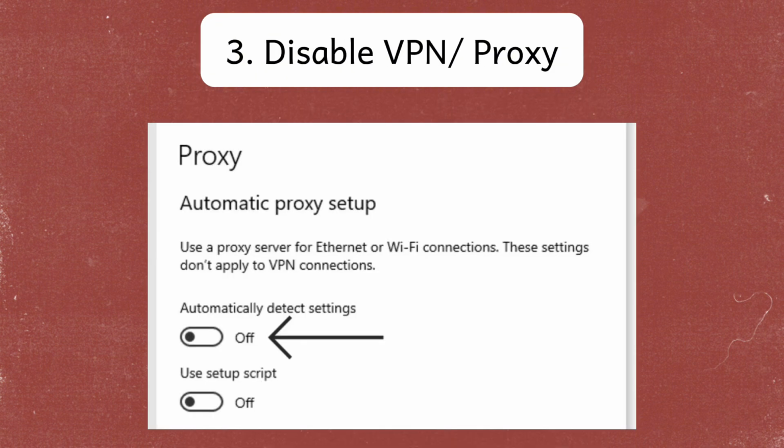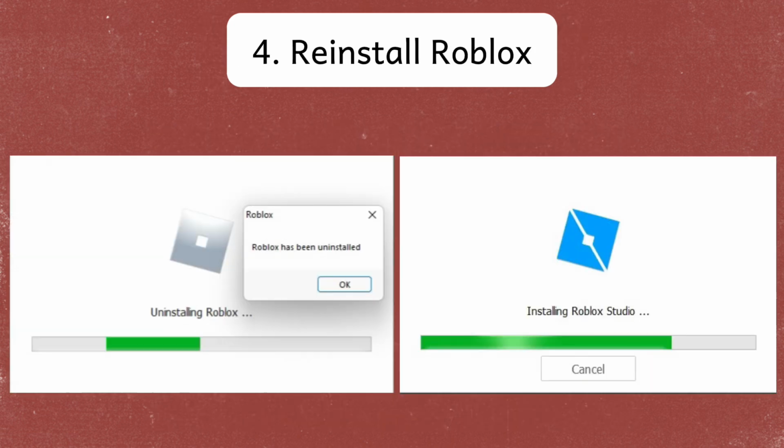Method number 3 is to disable VPN or proxy. Turn off any active VPN or proxy services, as they can interfere with the connection. Method number 4 is to reinstall Roblox. Uninstall Roblox from your device and then download and reinstall it from the official website.